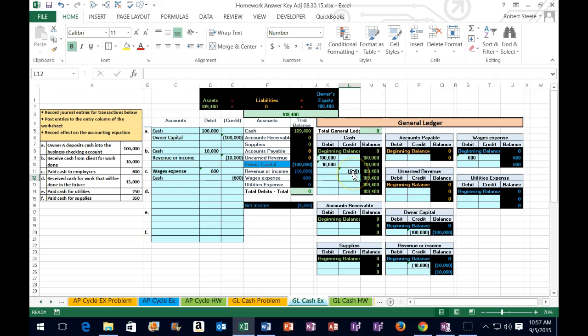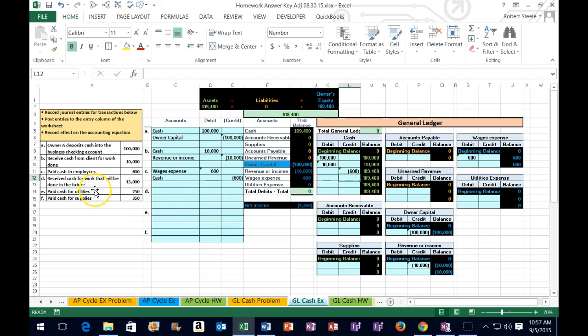But if we wrote a check for more than is in our checking account, what really happens is not that we have a negative asset or an asset with a credit balance. We now have a liability that we owe the bank back. So it would flip from an asset of cash to a liability of we owe the bank, whatever the difference is. So let's take a look at the next transaction.